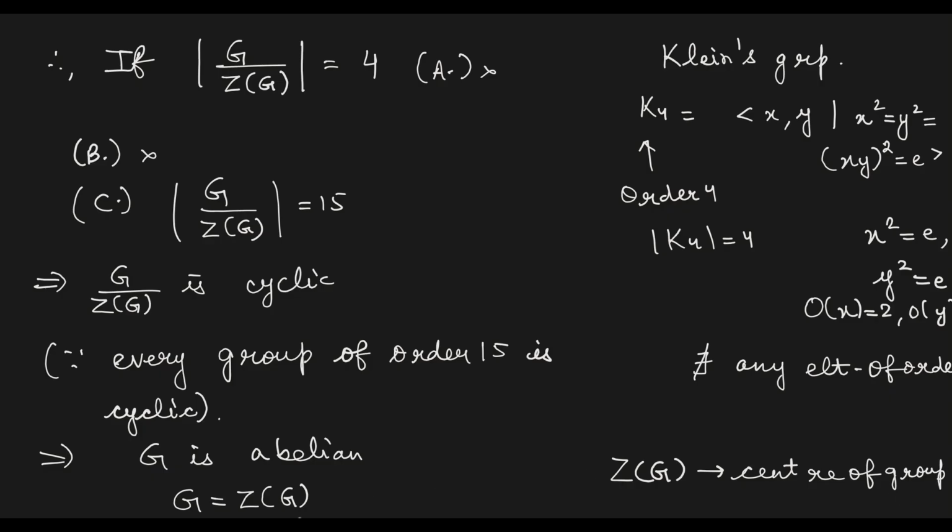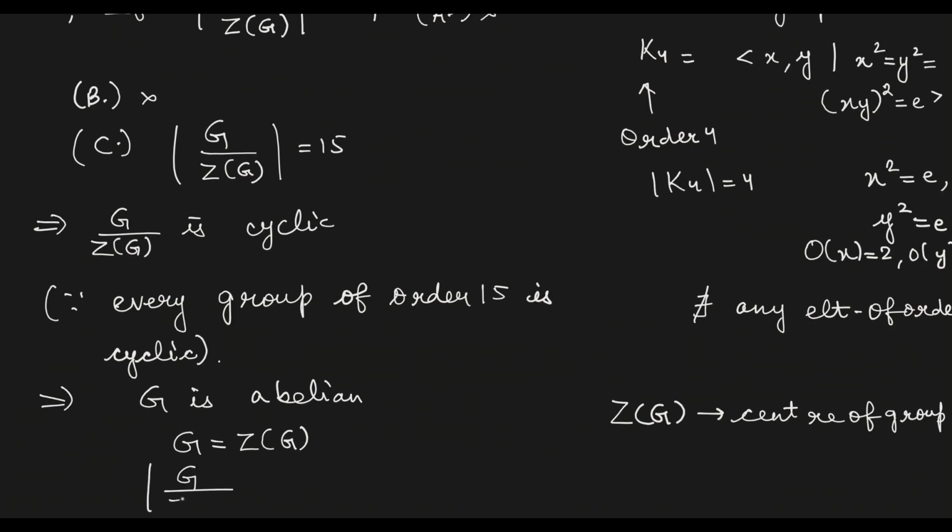So if G is equal to Zg, then order of G upon Zg will be 1. Is this clear? It will be 1, which is a contradiction because we have taken in the starting that it is 15, which is not possible. So answer will be option C.